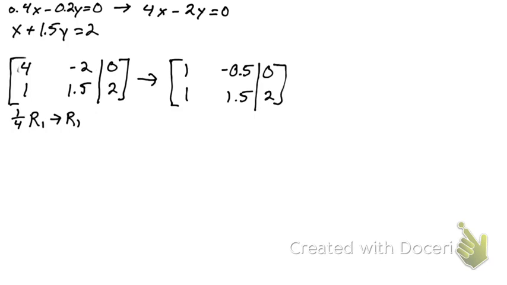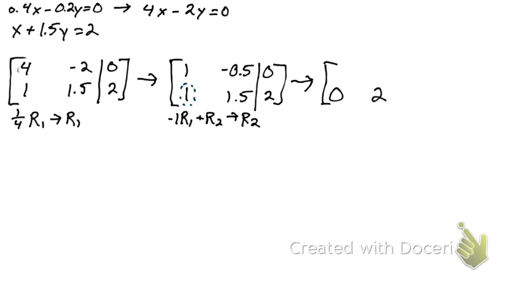And right now it's looking like it's going to be a lot easier to deal with just because of these 0.5s and these 0.5s. Because now to make this one 0, I'm just going to multiply row 1 by a negative 1. Negative 1 times row 1 plus row 2 becomes row 2. In that case, negative 1 plus 1 is 0. Negative 1 times negative 0.5 becomes a positive 0.5, plus 1.5 becomes a 2.